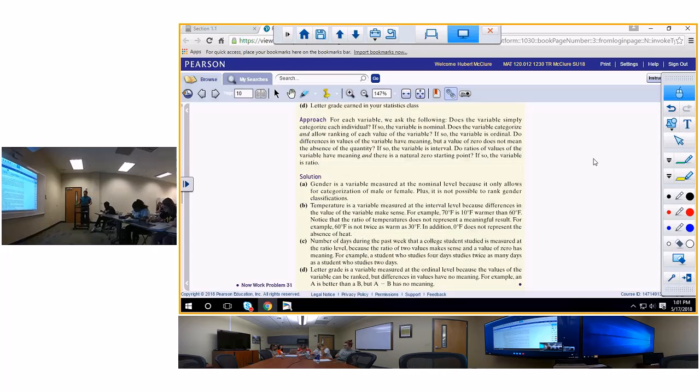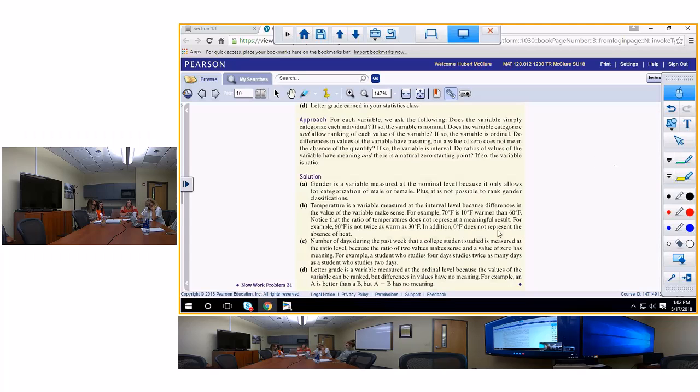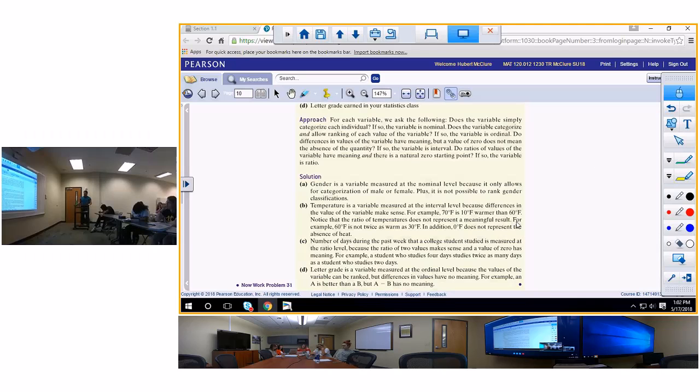Temperature is interval. And read this next statement. For example, 60 degrees Fahrenheit is not twice as warm as 30 degrees Fahrenheit. And so that's why I bring this up. When you get into chemistry, you're going to be talking about temperature. You've got to remember, temperature is interval.